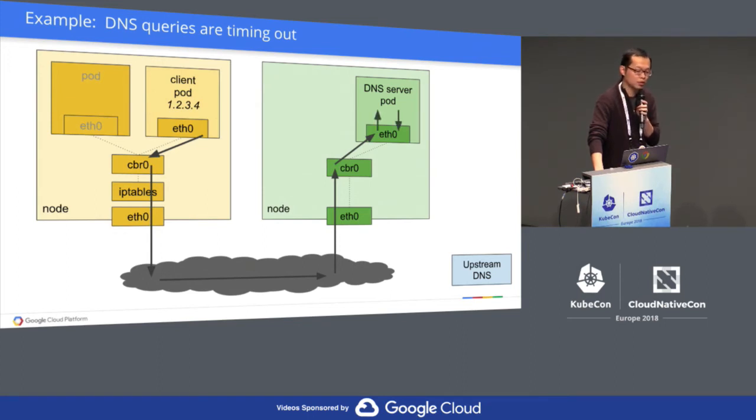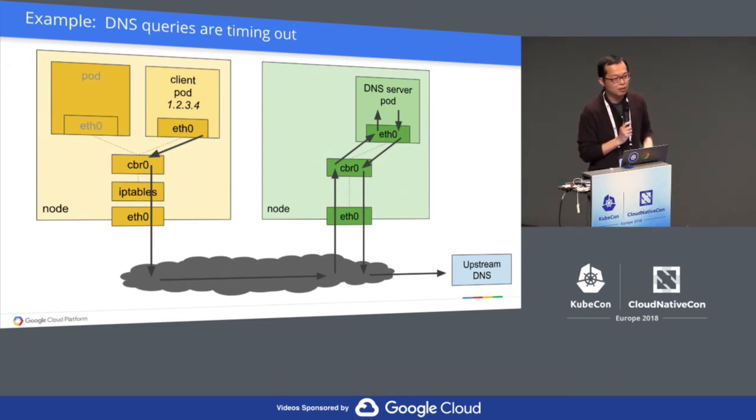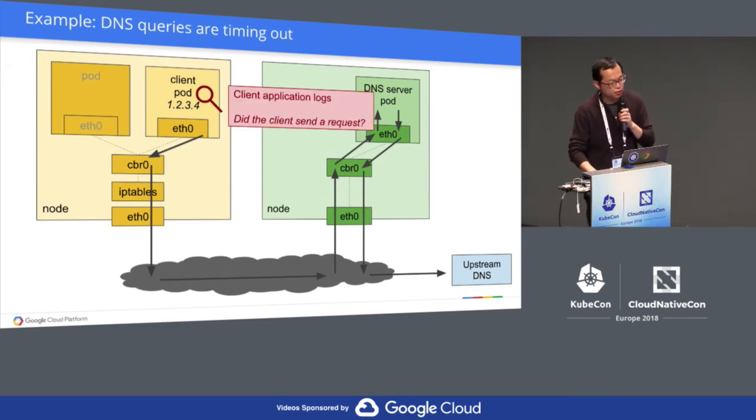In this case, the DNS server pod processes it and decides, okay, I'm going to forward it. And then the traffic will come out to the CBR0 bridge, out to the network fabric, and go to the upstream DNS. So the DNS query is timing out. So what do we look at? First things first, did it actually send out the request?